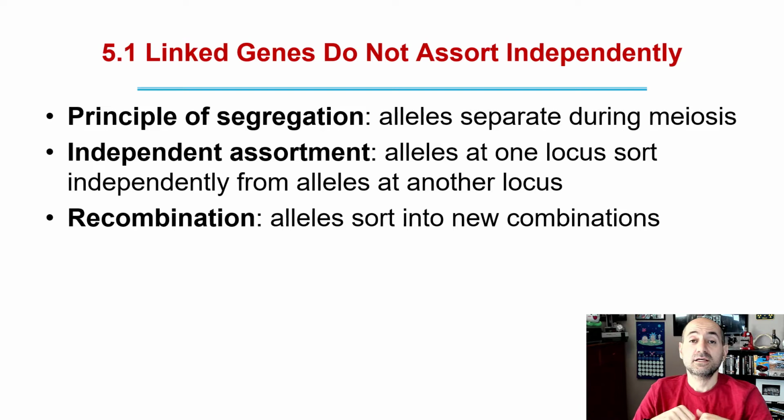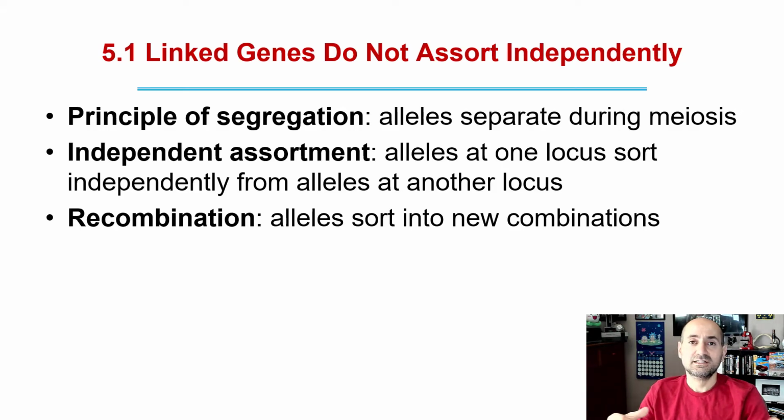So let's say Mendel did his study, but instead of green or yellow peas and wrinkly and smooth peas being on different chromosomes, what if those two different genes, pea color and pea shape, were both on the same chromosome? Wouldn't that mess up your findings? Wouldn't that result in non-Mendelian inheritance? And the answer is yes.